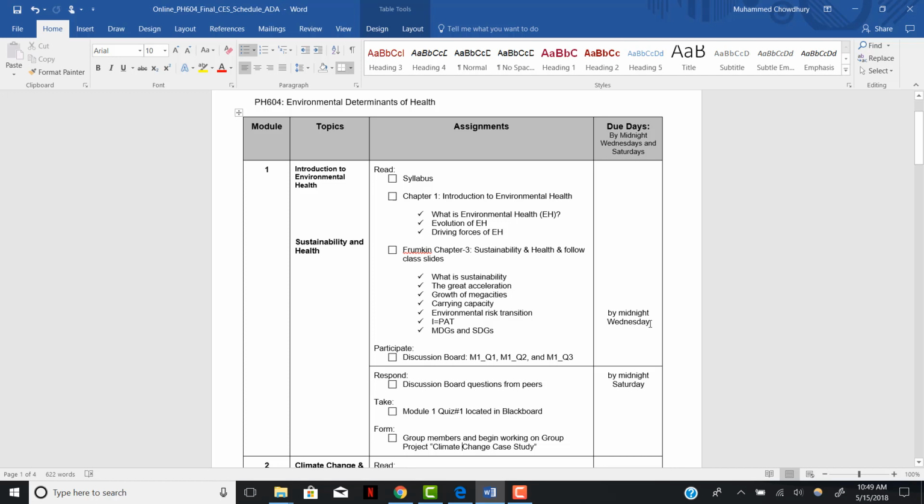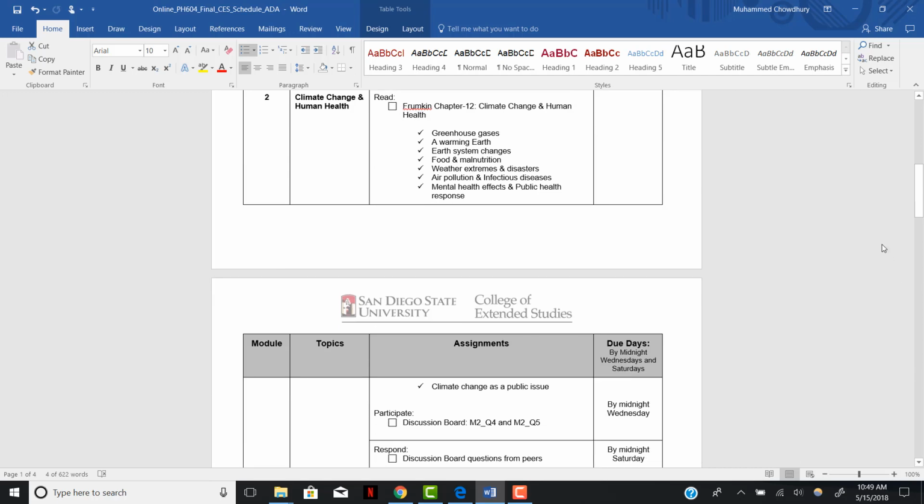Here by midnight, you should complete your discussion board, and they're listed in here. By Saturday of that week, you should respond to any additional questions that your peer may have. You should finish taking quiz number 1 and forming your groups, which I'll help with, as well as getting ideas of what to expect from the class project.